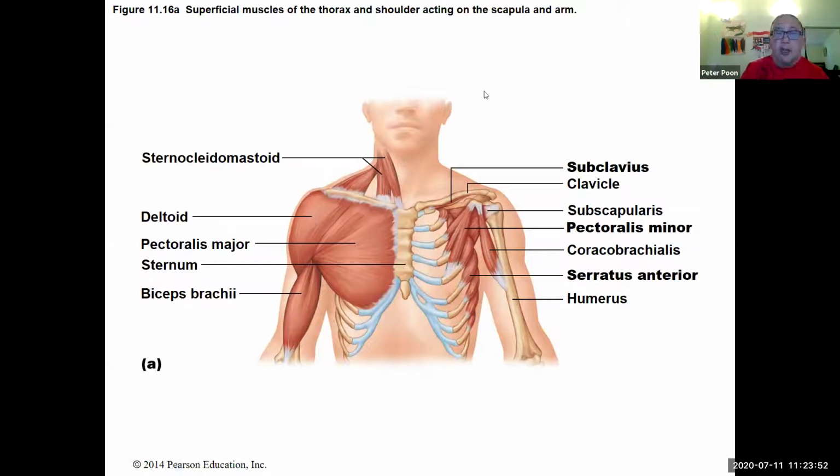All right. Also, little muscles that help. This little one here, the coracobrachialis.